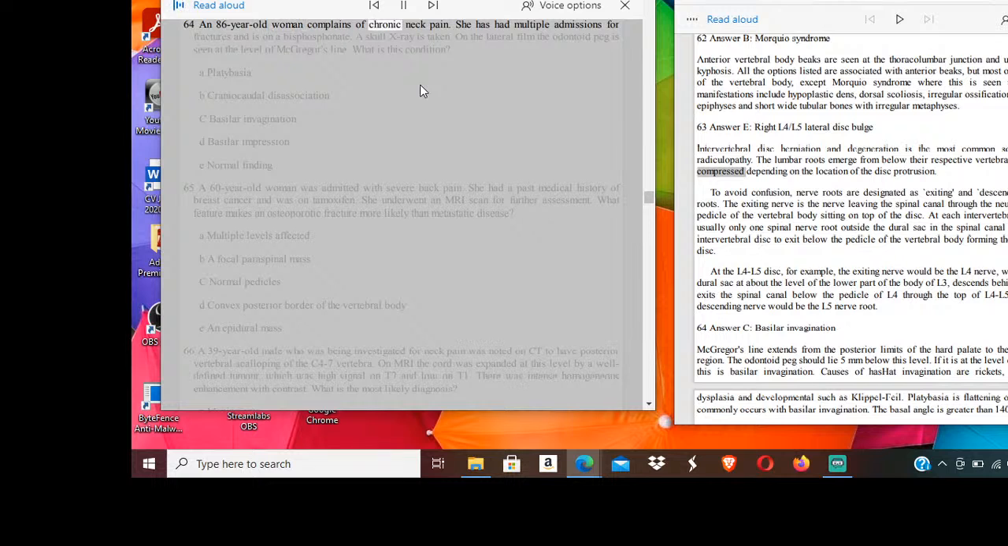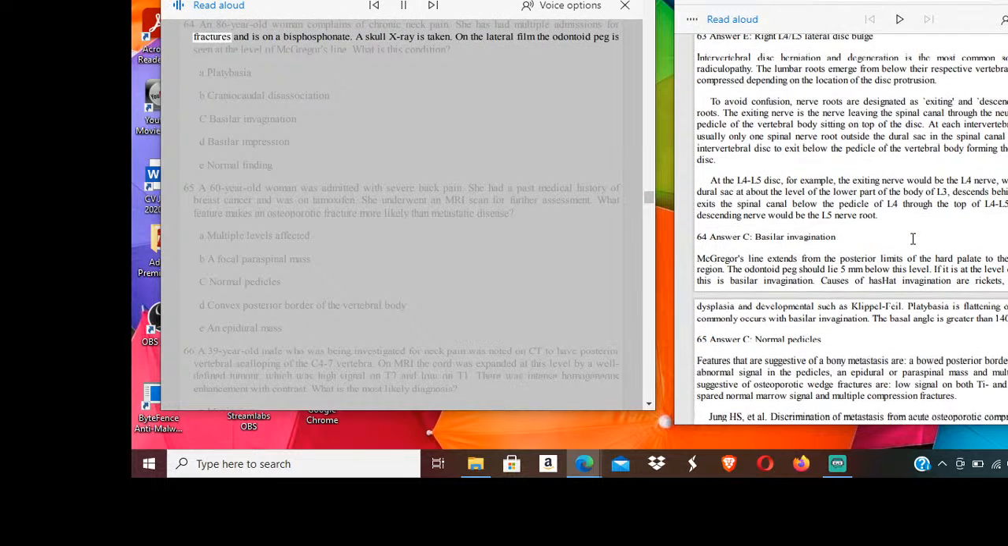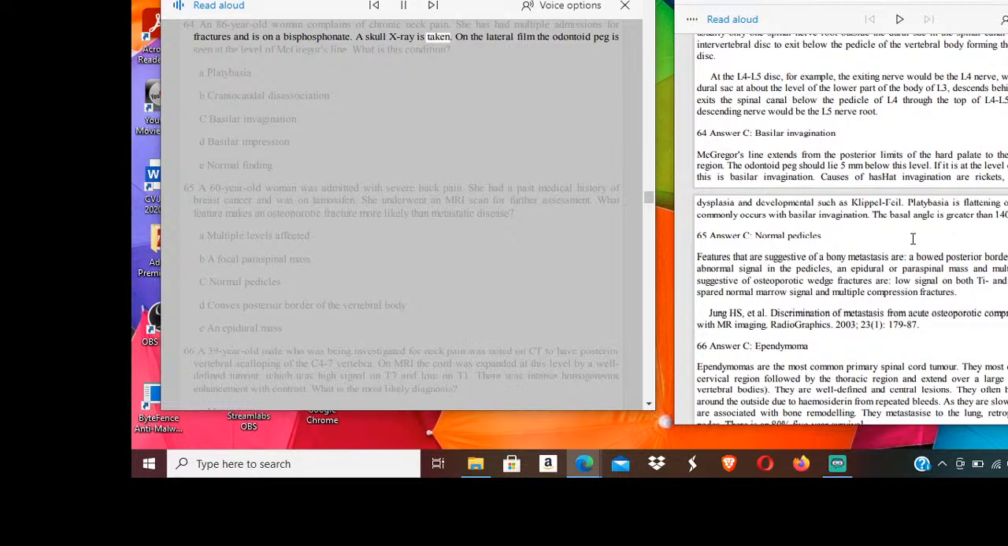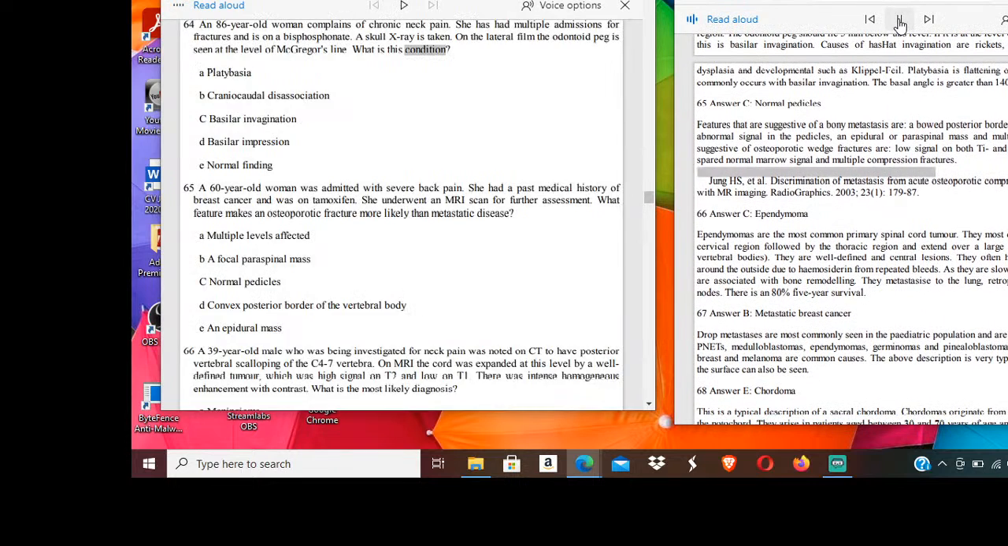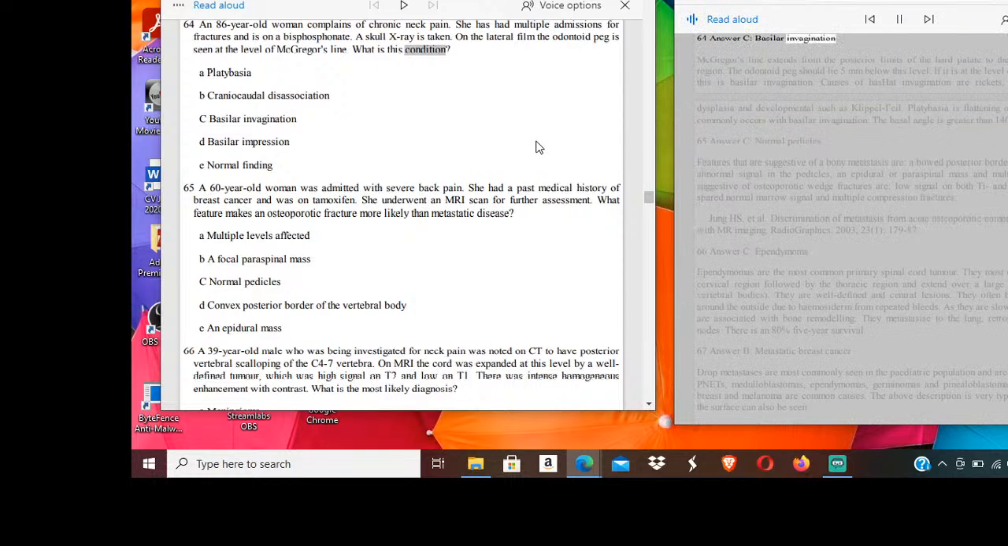64. An 86-year-old woman complains of chronic neck pain. She has had multiple admissions for fractures and is on a bisphosphonate. A skull X-ray is taken. On the lateral film the odontoid peg is seen above the level of McGregor's line. What is this condition? 64. Answer C. Basilar invagination.